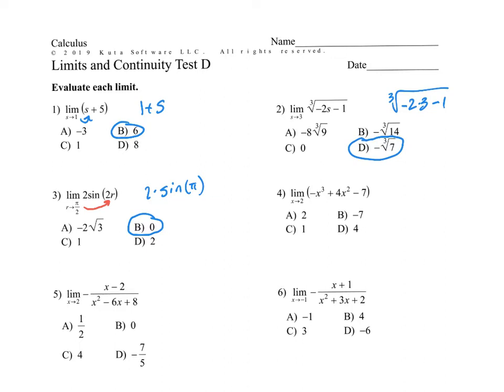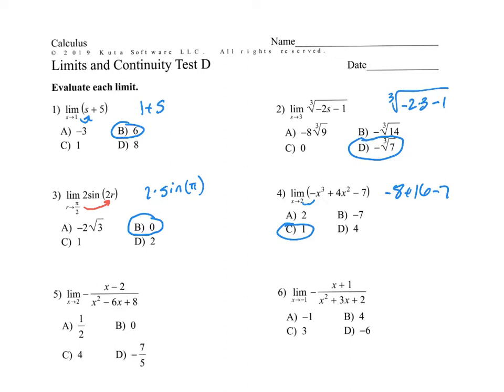Moving on to number 4, we've got a polynomial. We know this limit exists, so we're just going to plug it in here. We're going to have negative 8 plus 16, which is 8, minus 7, which is 1, and I get letter C. So all in all, I'm starting to build some confidence. I'm thinking, man, Mr. Murphy made this test way too easy.